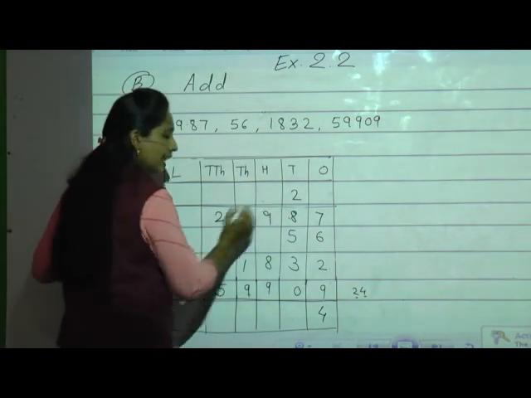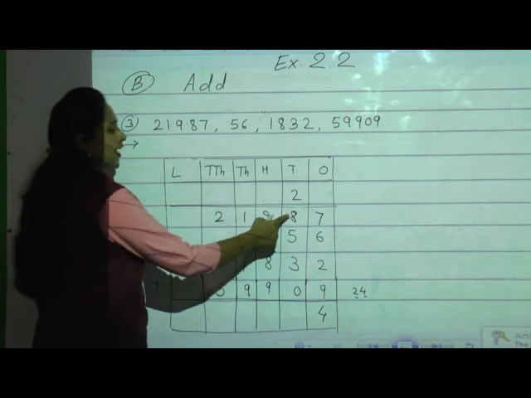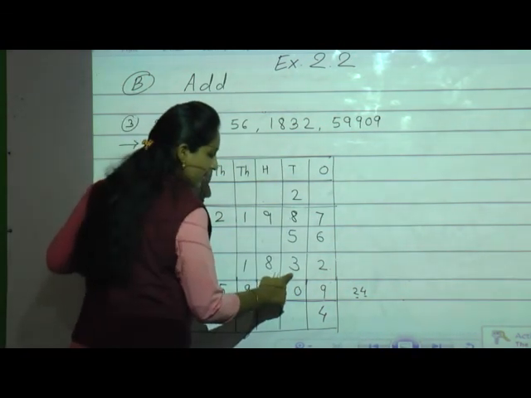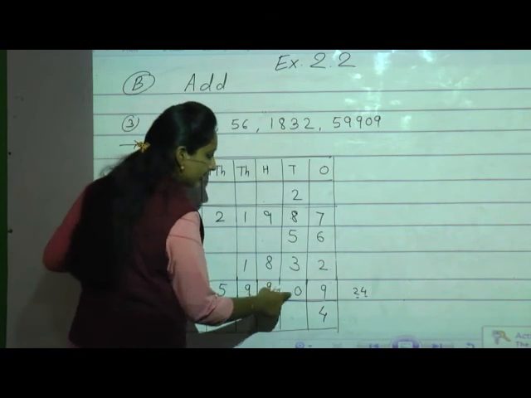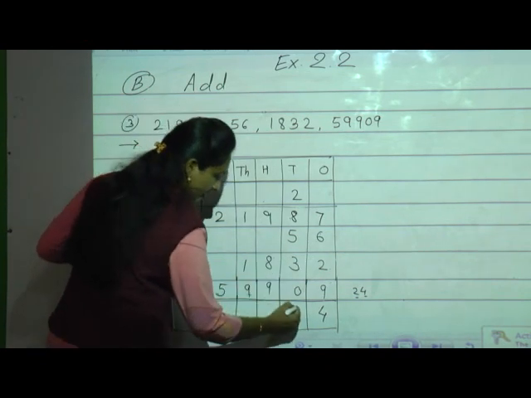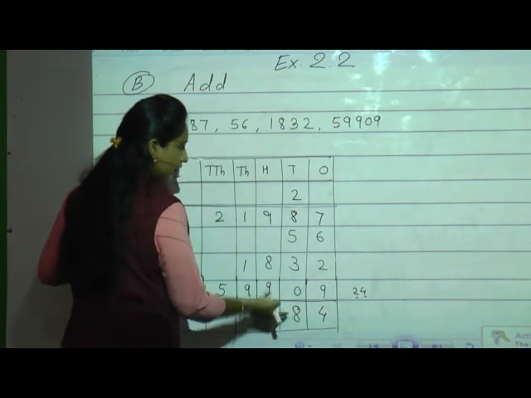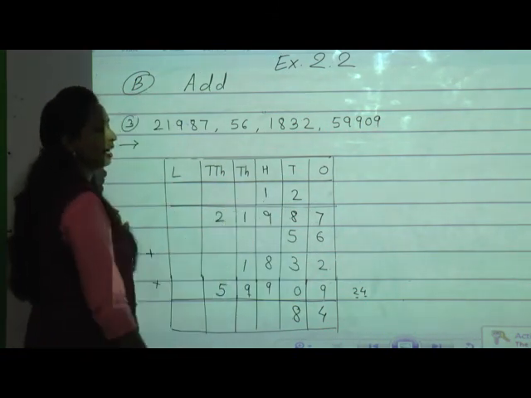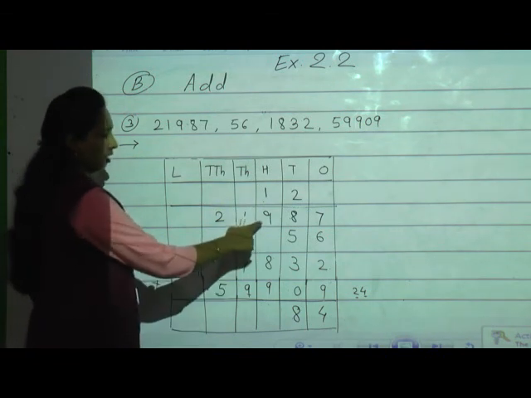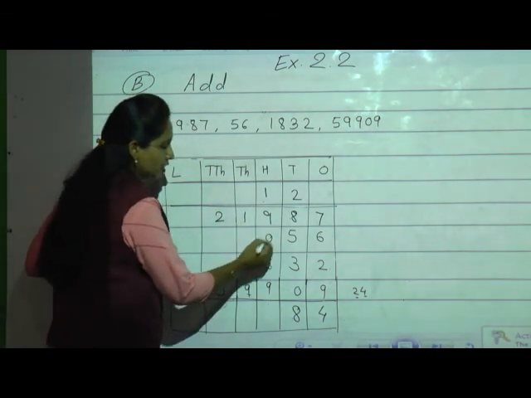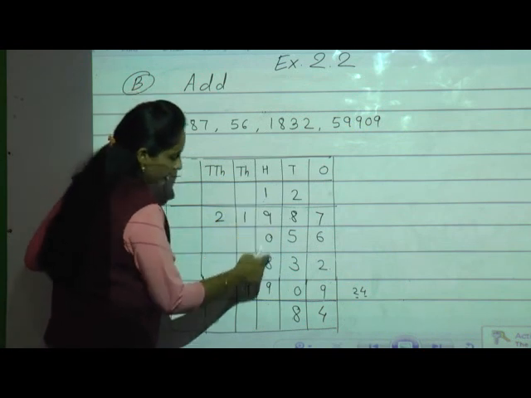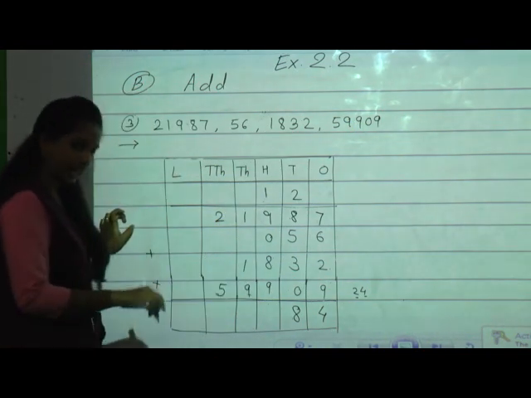Now 2 plus 8, 10. 10 plus 5, 15. 15 plus 3, 18. 18 plus 0, 18 as it is. So 8 we will write on the tens place, 1 we will carry to the hundreds place. 1 plus 9, 10. Very simple. Now here nothing is there, means 0 is there. So we need not add anything. 1 plus 9 is 10. 10 plus 8 is 18.